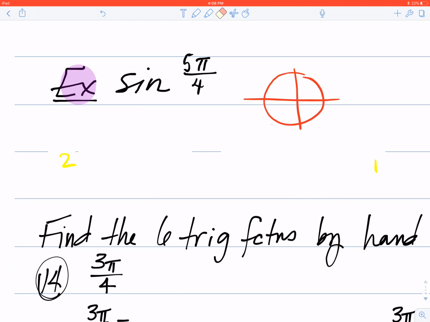And then my last example of these, 5 pi over 4 is going to occur smack dab in the middle of the 3rd quadrant. My sine value is my y value, so you have negative root 2 over 2 for the sine of 5 pi over 4.